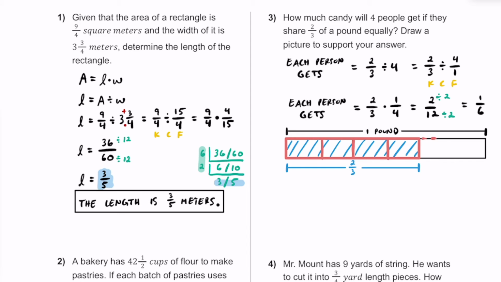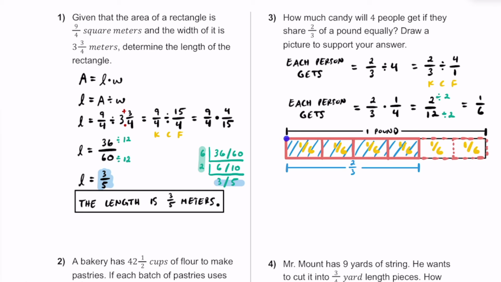Now, while this is what they're sharing, if we want to take a look at what a whole pound would look like, that would be if we extended this all the way. And if you look at this and you continue drawing this whole pattern all the way across an entire pound of candy, you can see that each one of these sections represents 1/6 of the entire pound of candy.